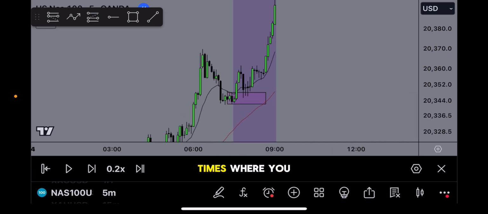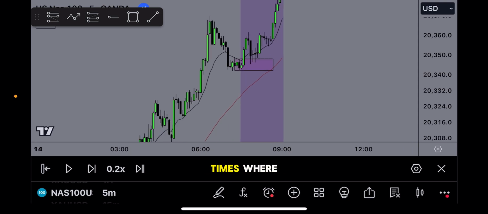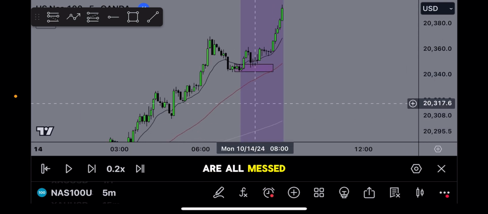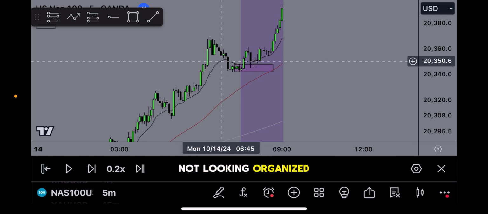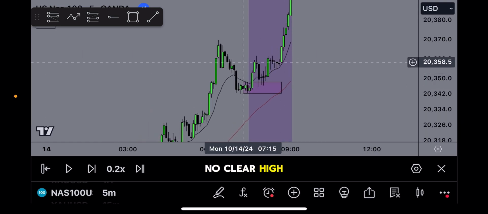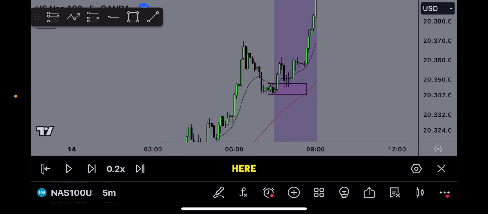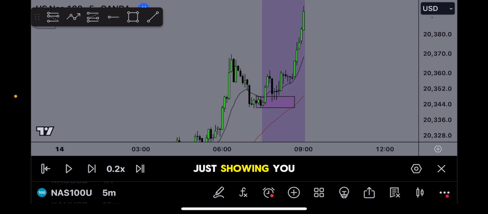So there's going to be times where you're going to have trades that look beautiful. They have all the confirmations. They look super clean, but they turn out to be losing trades. And you're going to have trades at times where the 3 MAs are all messed up, not looking organized at all or where they're supposed to be, not above or under price, right? There's no clear confirmation, no clear high probability supply or demand setup, and the trade will win, just like it did here.